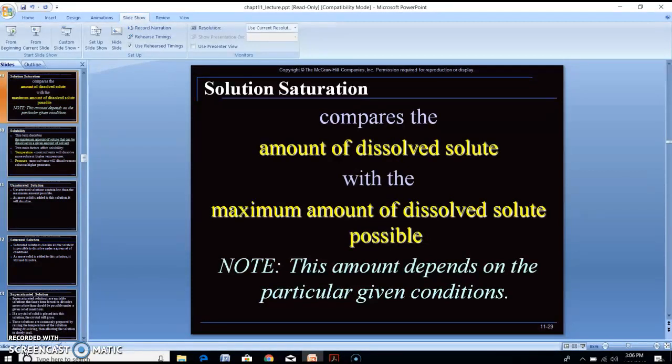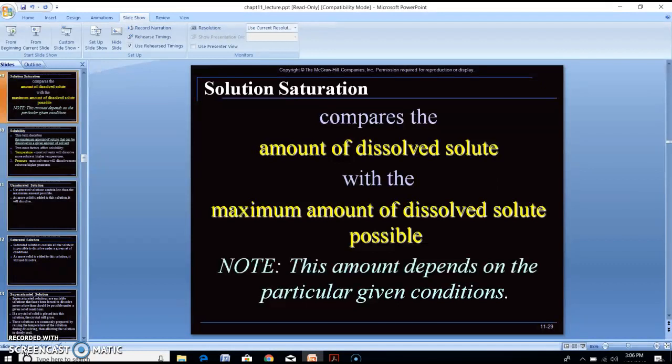Solution saturation. It compares the amount of dissolved solute with the maximum amount of dissolved solute possible. So if it takes the maximum amount possible, then it is called saturated. It means after that point, anything extra you add is going to be deposited at the bottom. So this saturation depends on the given conditions. Let's say temperature, you have to keep it constant.